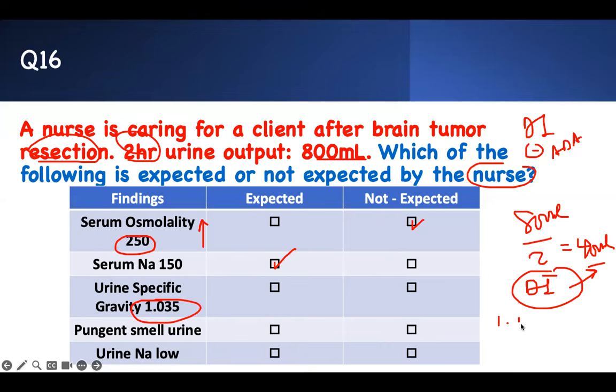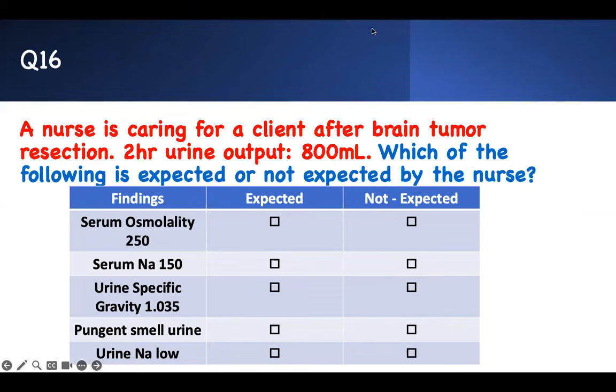Urine specific gravity normal is 1.003 to 1.030, right? This is normal. This is the maximum normal. If it's greater than 1.035, now this is high. I expect my urine specific gravity to be low. Pungent smell urine, this is not expected, the urine is diluted, so it's not going to be concentrated. Urine sodium is going to be low because the urine is diluted. So this is what is expected. This is not what is expected. Endocrine.